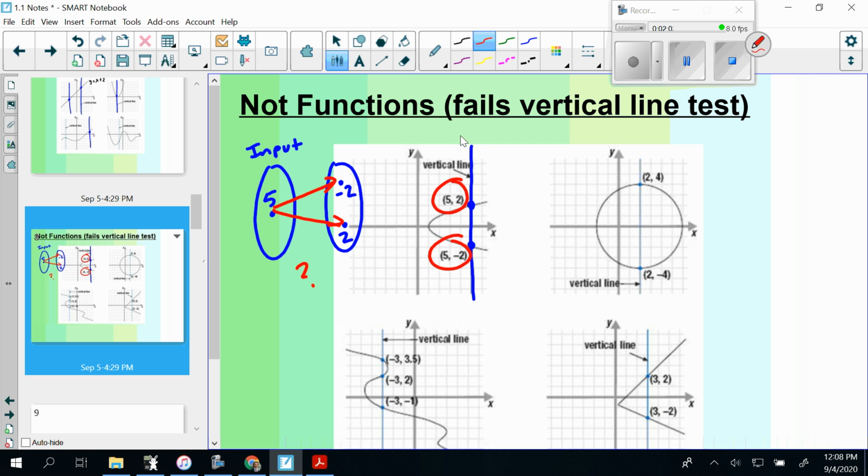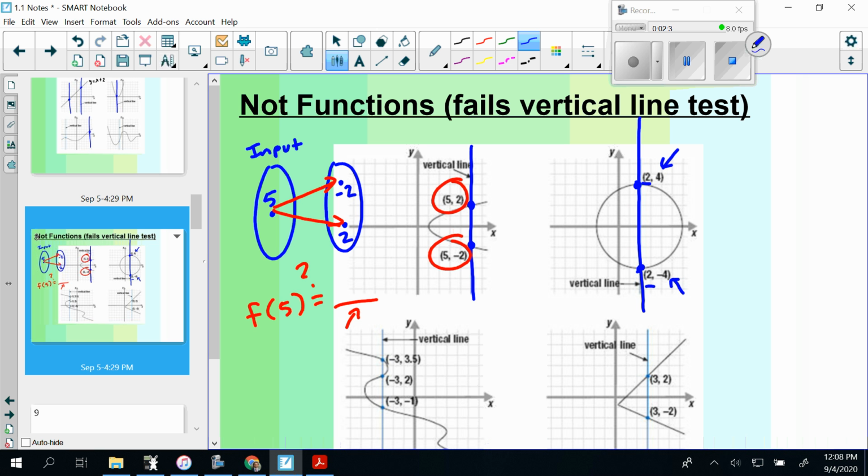We should know if we plug in 5 to this function, there should be a definite answer here, and we can't say because it could be 2 or -2. That's not a for sure answer. A circle is another example here of something that's not a function. If you plug in 2, you might get either 4 or -4 out as the answer. That's not a function. You can see it hits twice.